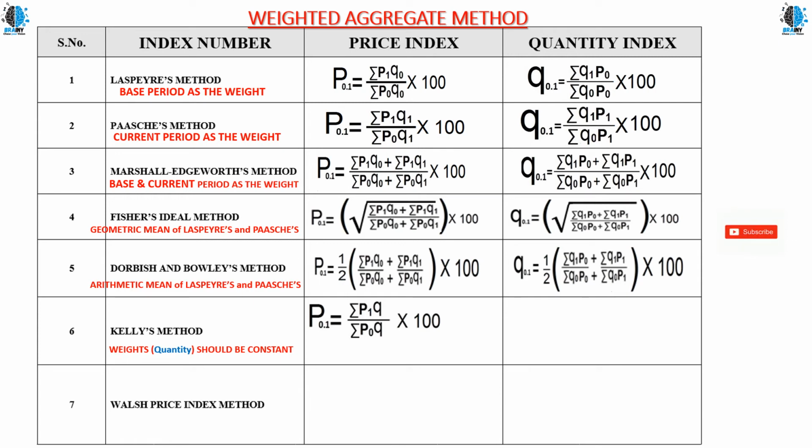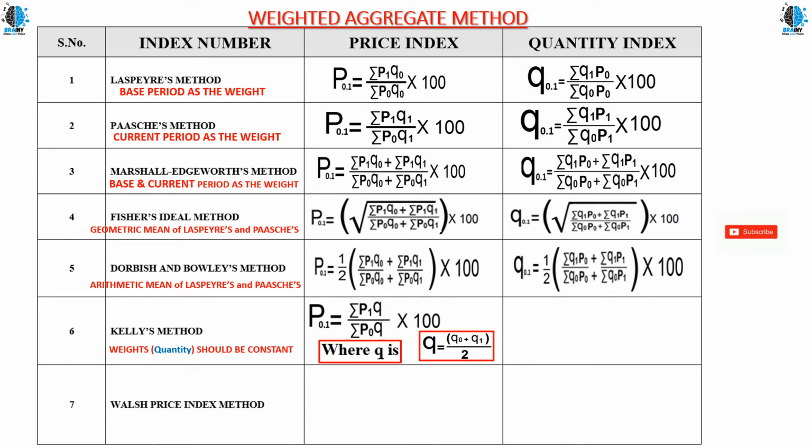So what is this Q? How to remember this Q? Q is the given weights or quantities, which should be constant. So how to take this? In Kelly's method it is going to take the arithmetic mean of the weights. Let's see: Q is equal to Q0 plus Q1 divided by 2. Then we will be having a fixed weight that is multiplied in the numerator as well as the denominator. Clear with this in the price index?